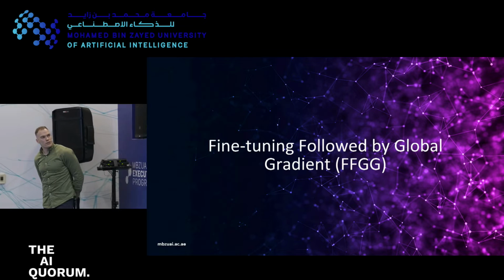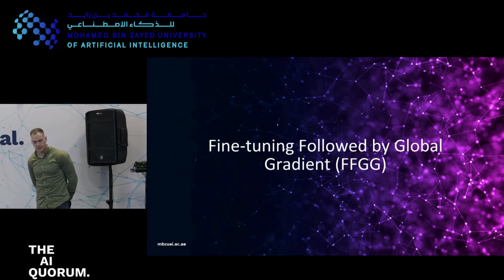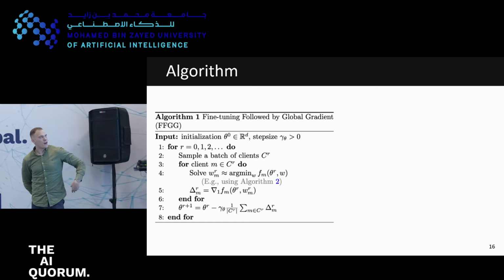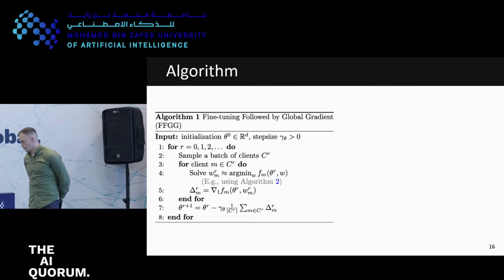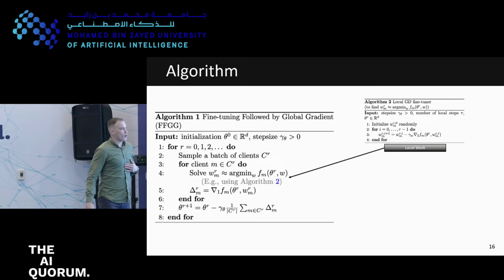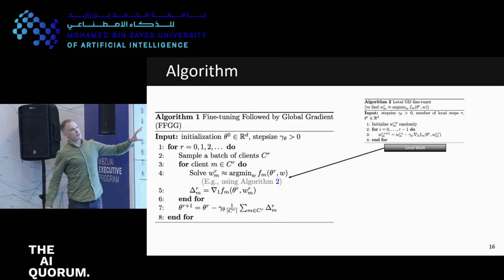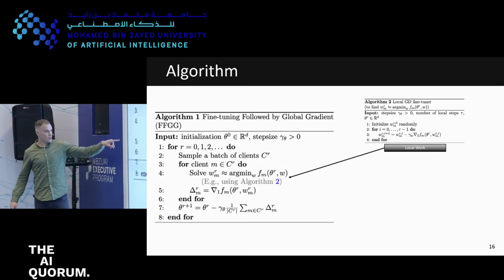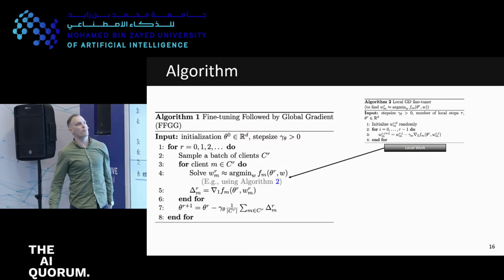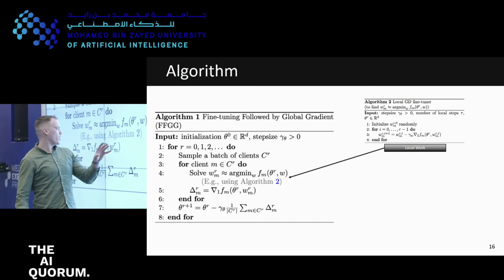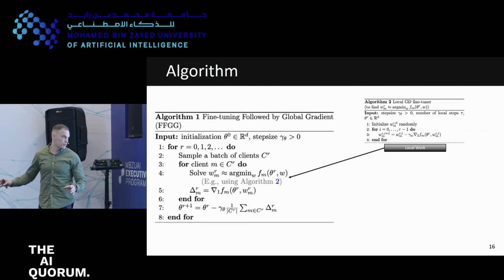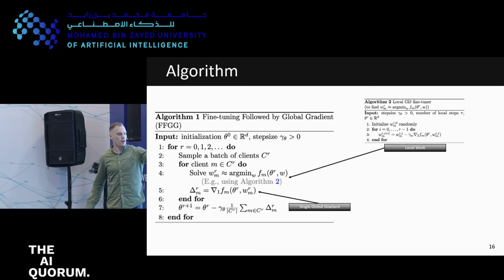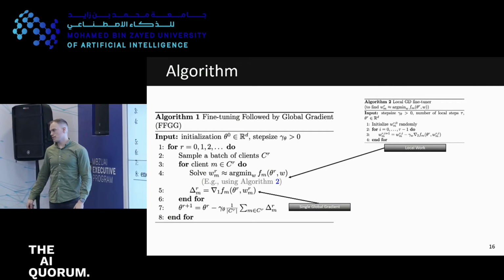How we're going to solve it is with the algorithm that we propose here, which we call fine-tuning followed by global gradient, or FFGG. You can notice that the algorithm looks pretty much like the standard method we would use for federated learning, where the difference is that we do not just take a single gradient step. First we solve the local subproblem, which is just to find a good local adapter considering our current iterate. Once we have that, we evaluate a single gradient, and that's what we use as our update.